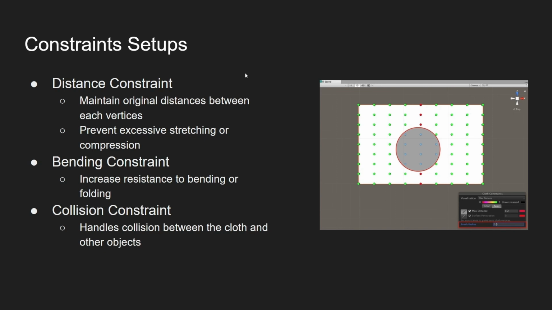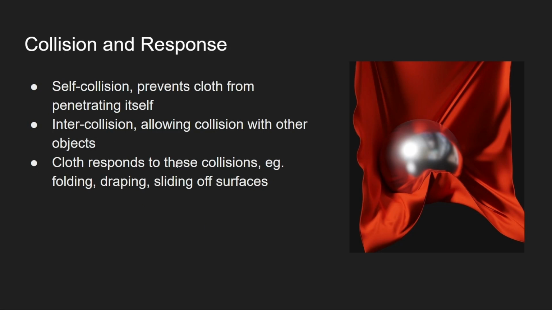So to summarize how PBD works, it calculates new predicted positions for the cloth vertices while mainly fulfilling the constraint conditions so that the cloth is intact. So if, let's say, there's a collision, the cloth has to respond to these collisions. There are two types of collision. First is self-collision and second is intercollision. And how the cloth responds to this collision is to either fold, drape, or slide off surfaces.